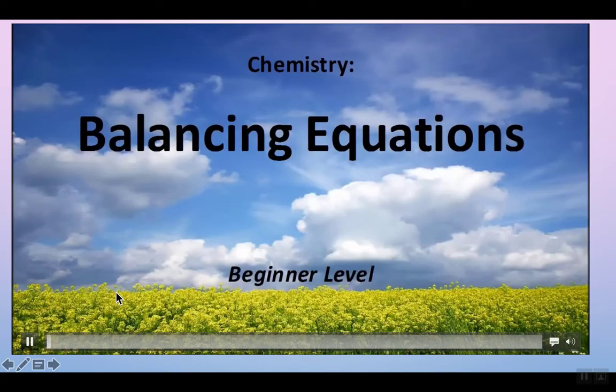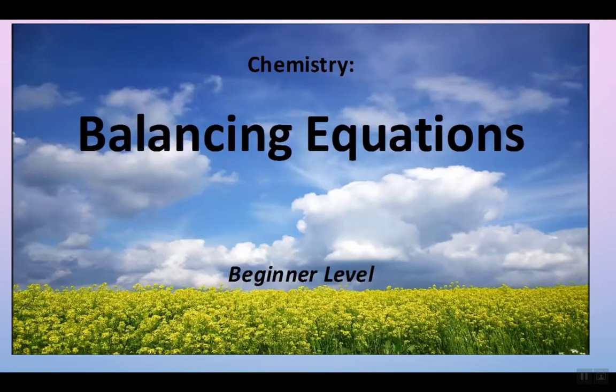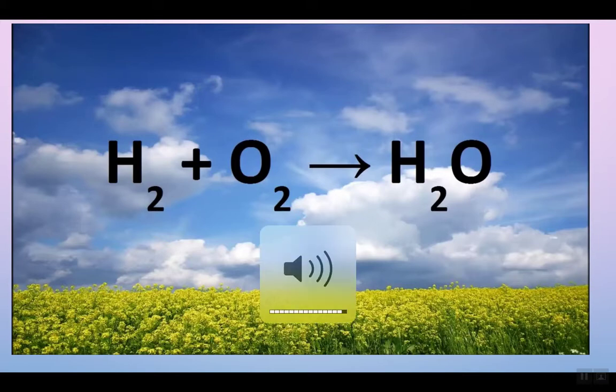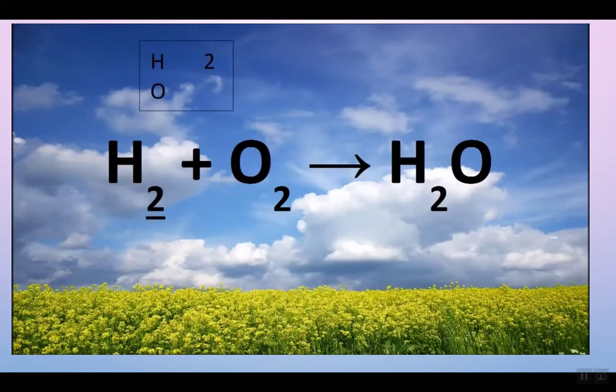Hello and welcome to Chemistry, Balancing Equations, Beginner Level. On your screen now, you see an equation. However, it is unbalanced because on the left-hand side, there are 2 hydrogens represented by the small 2 next to the H that react with 2 oxygens represented by the 2 next to the O, which react together to form on the right-hand side 2 hydrogens and an oxygen in the compound H2O, or water.